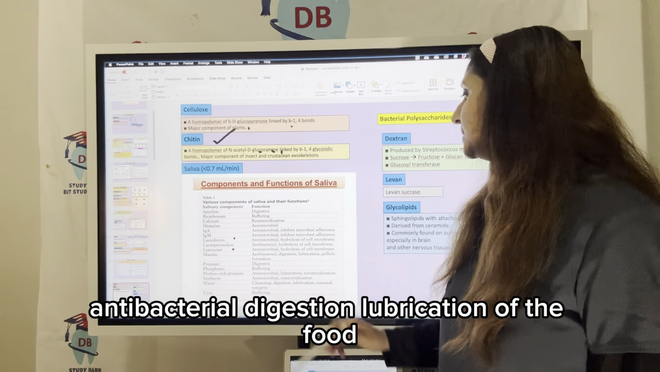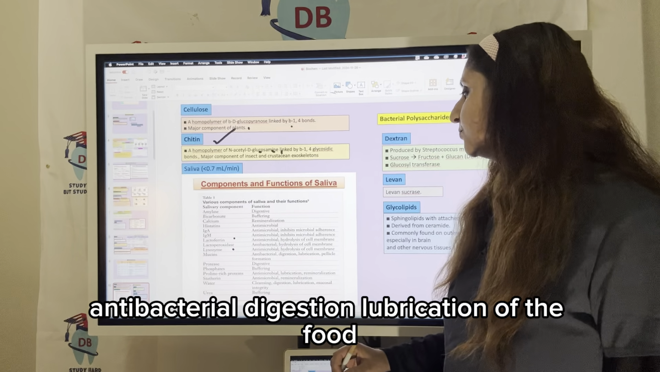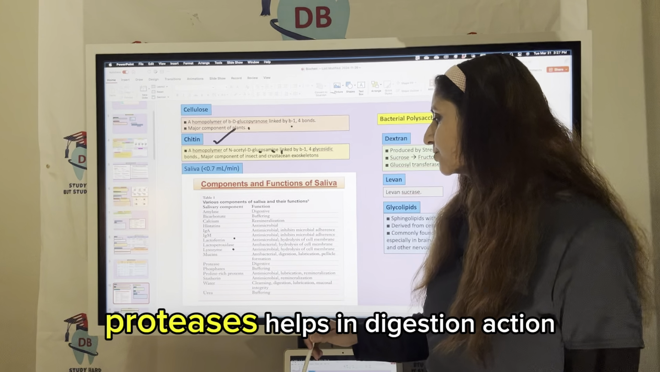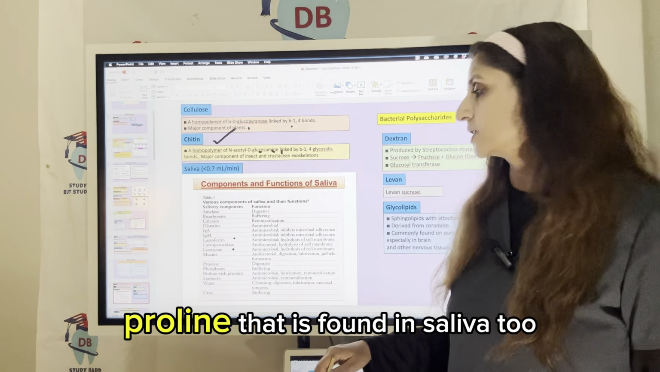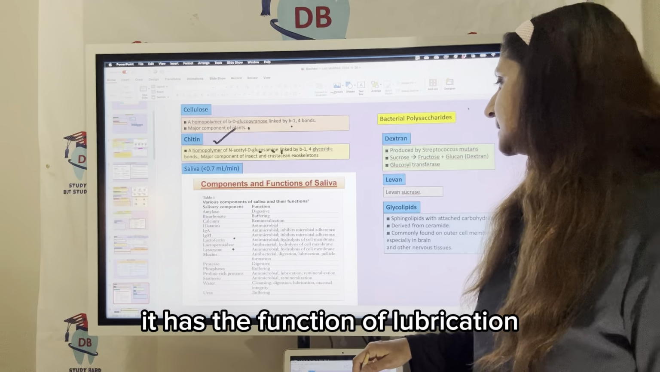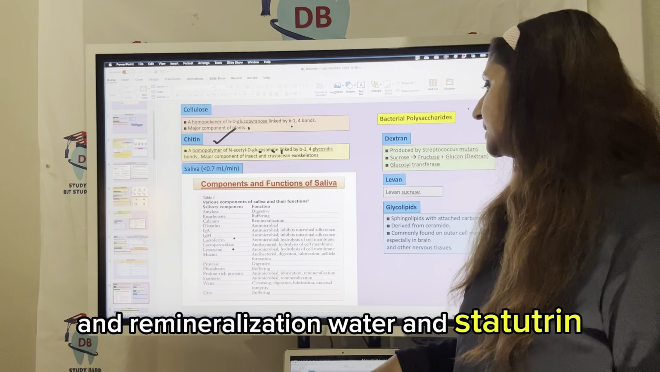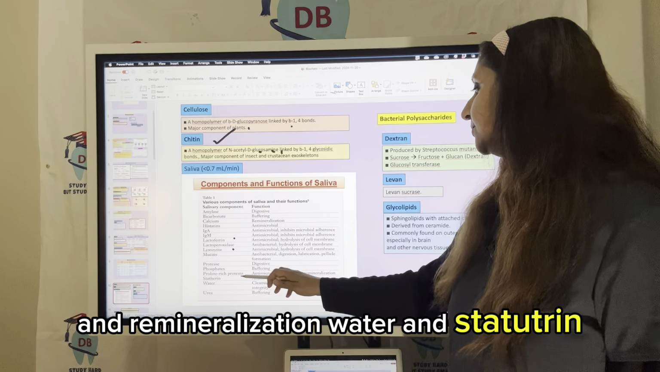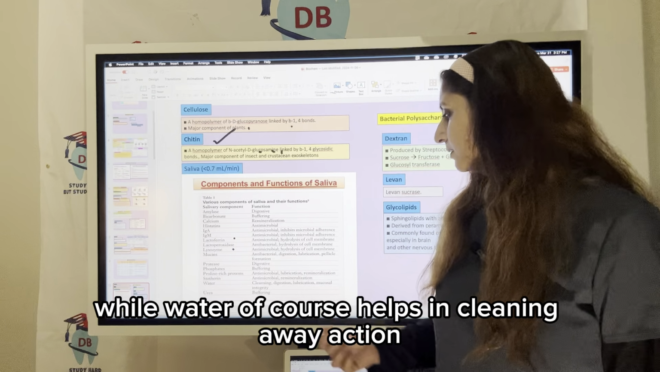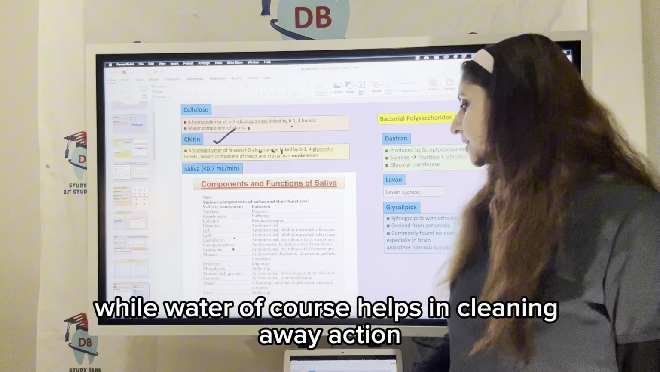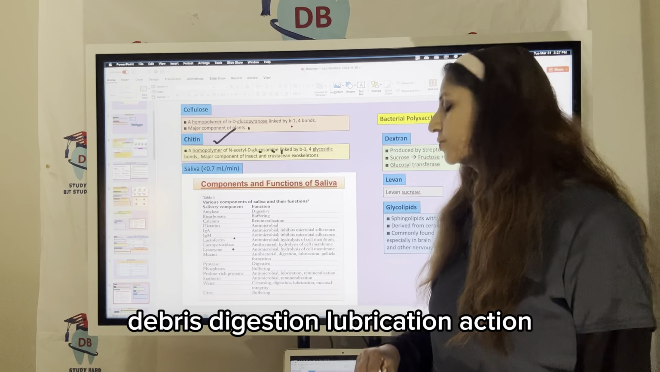Then mucins: antibacterial, digestion, lubrication of the food. Protease helps in digestion action. Phosphatases for buffering. Proline that is found in saliva too has the function of lubrication and remineralization. Water and statherin, antimicrobial and remineralization. While water, of course, helps in cleaning away debris, digestion, lubrication.